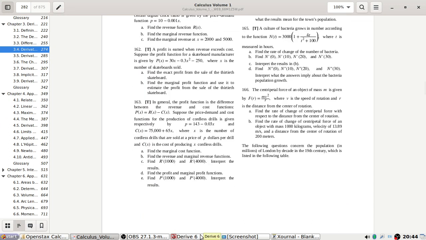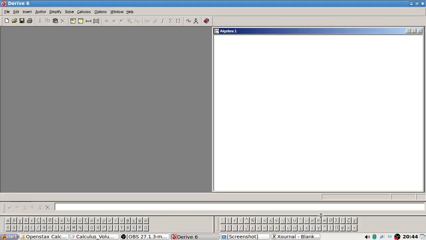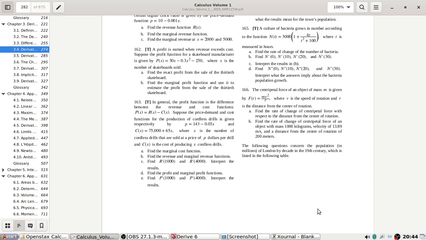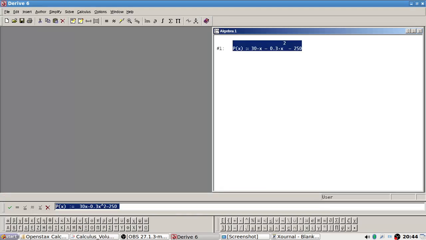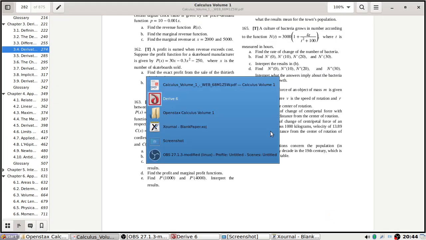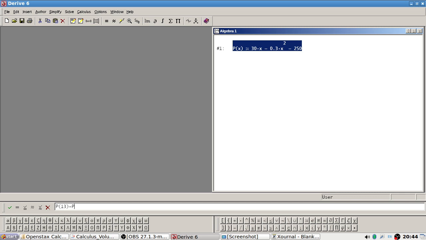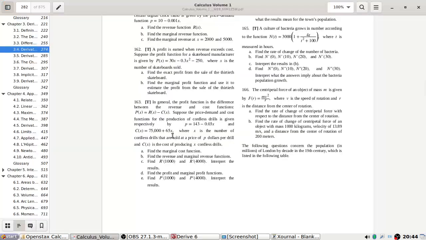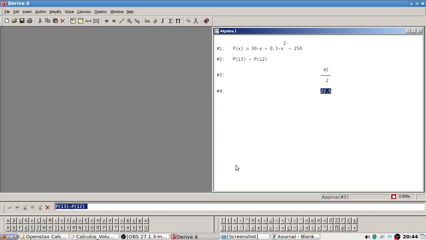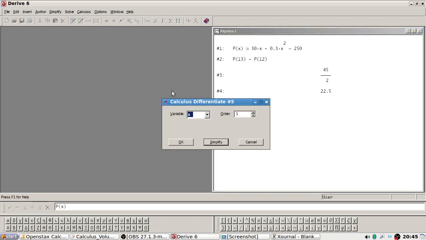Okay, a profit is earned when revenue exceeds cost. The positive profit function is given by that. Profit is given by 30x minus 0.3x squared minus 250. Find the exact profit for the sale of the 13th, and then the marginal profit estimated. So we should roughly get the same answer.